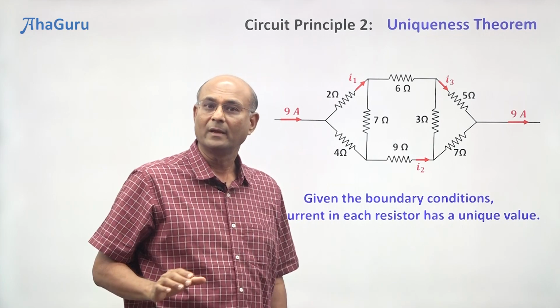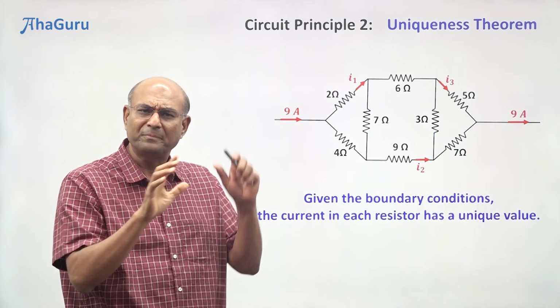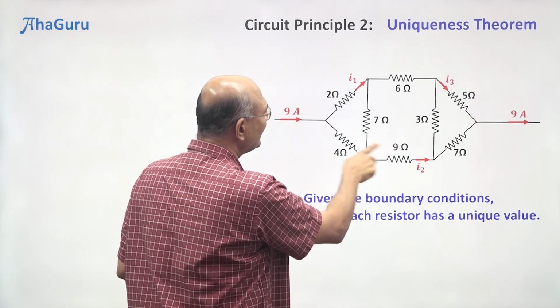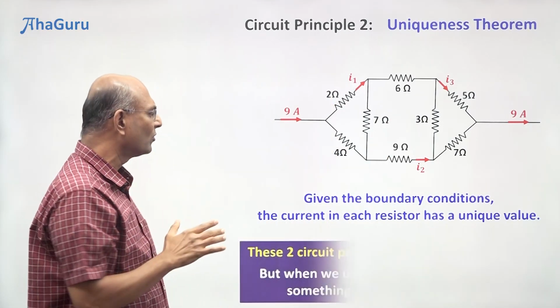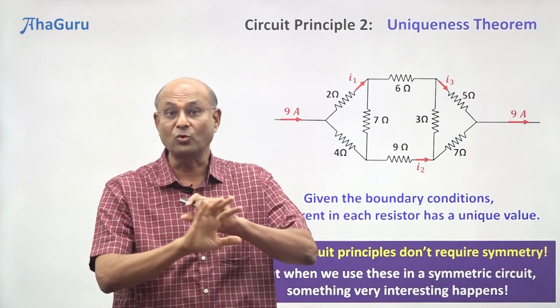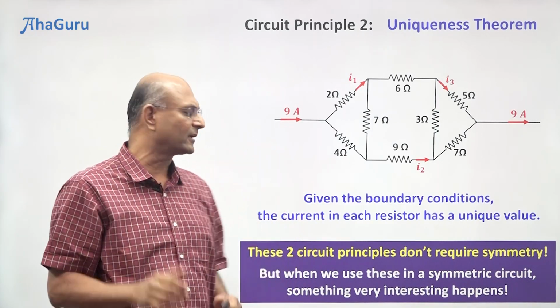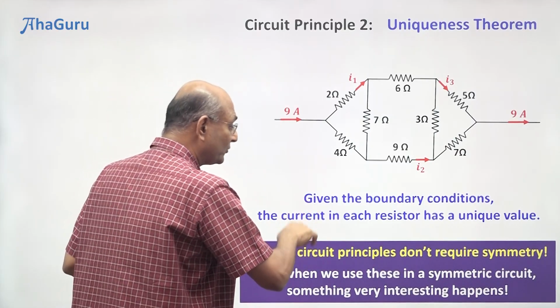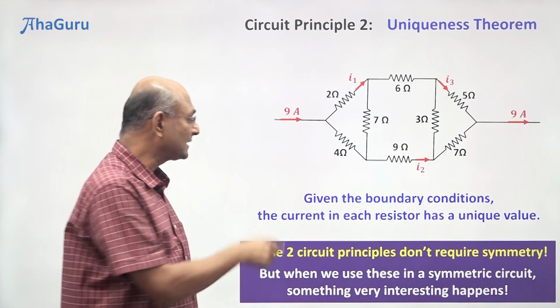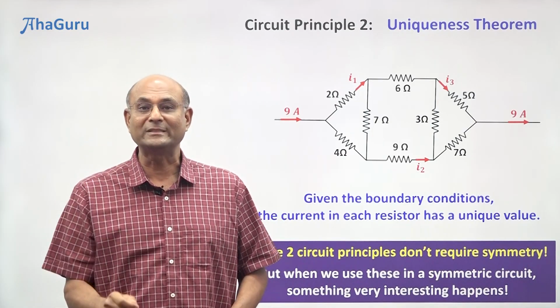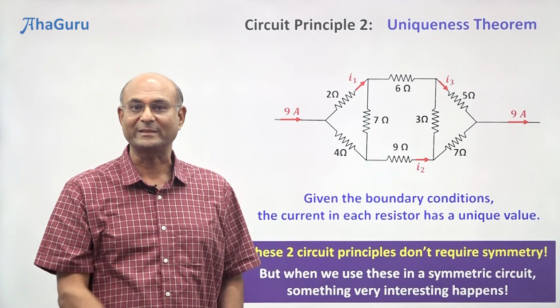This is called the uniqueness theorem. Now these 2 current principles, do they require a symmetric circuit? No. These 2 circuit principles don't require symmetry. These 2 are general principles, valid for any kind of circuit. But when we use these in combination with a symmetric circuit, something very interesting happens, and we can use that to answer Sethu's question. Let us see.